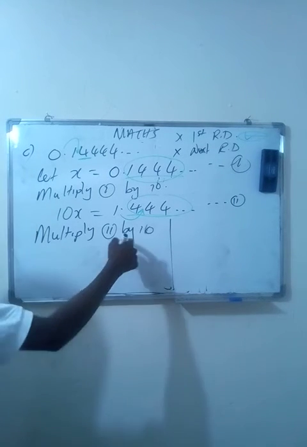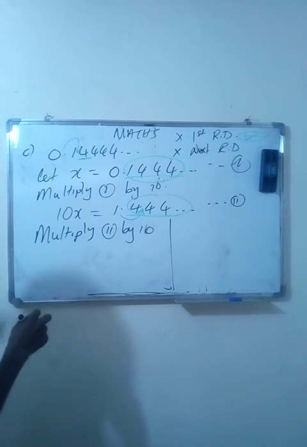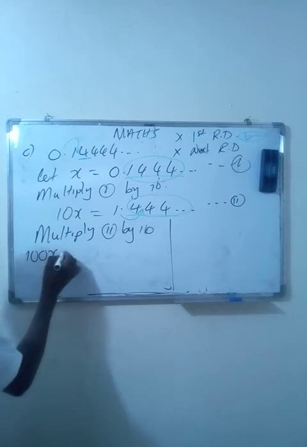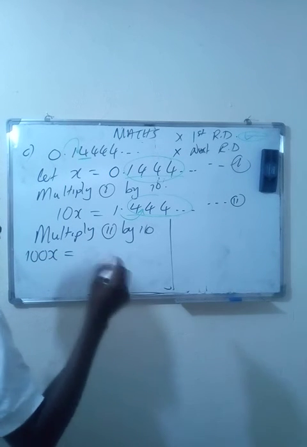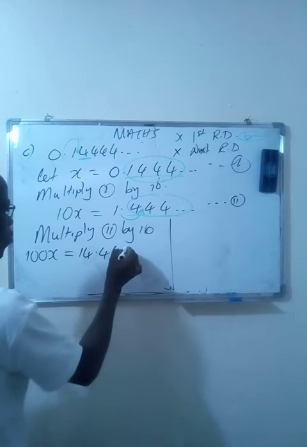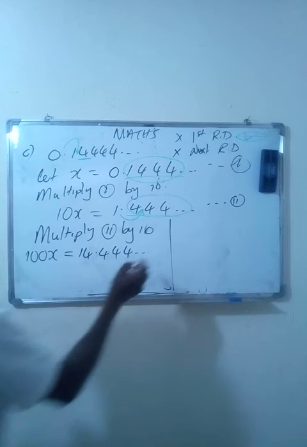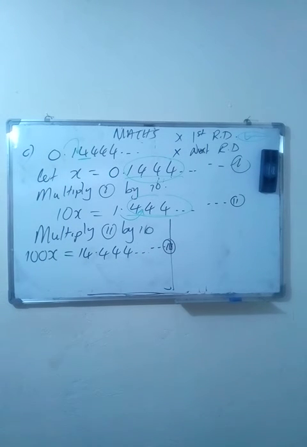We said if you multiply equation 2 by 10, on the left hand side, 10x by 10 is going to be 100x, equal to 1.44444, it's going to be 1.444 and so on, right? And then we can call this one equation 3. That is equation 3. So that one is now having the decimal point at the next repeating decimal.